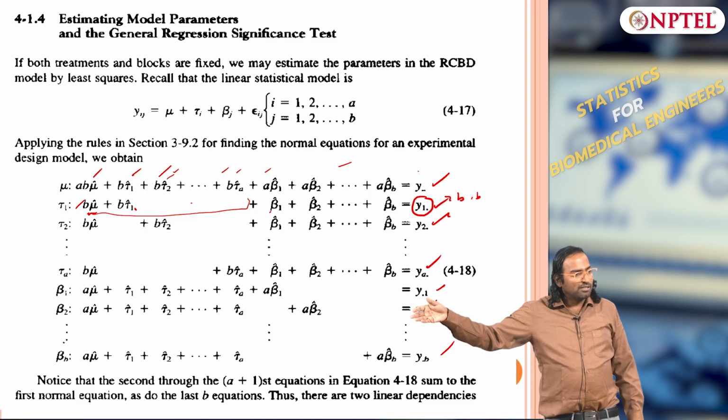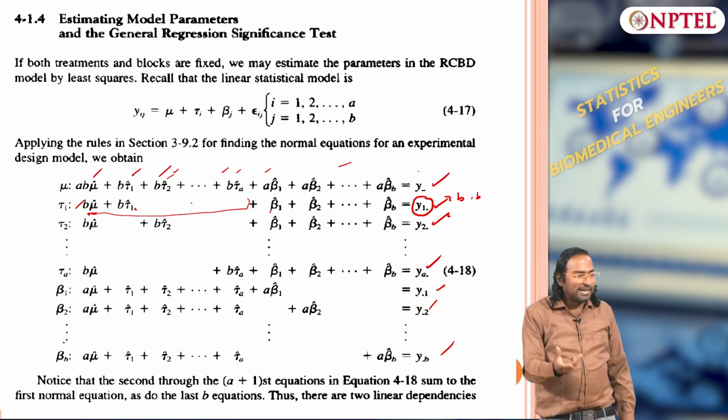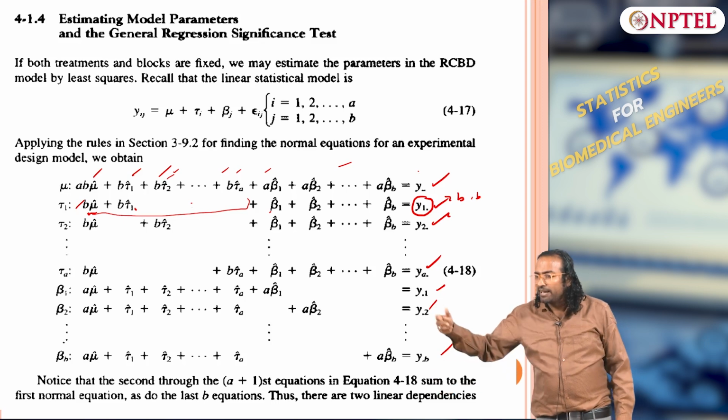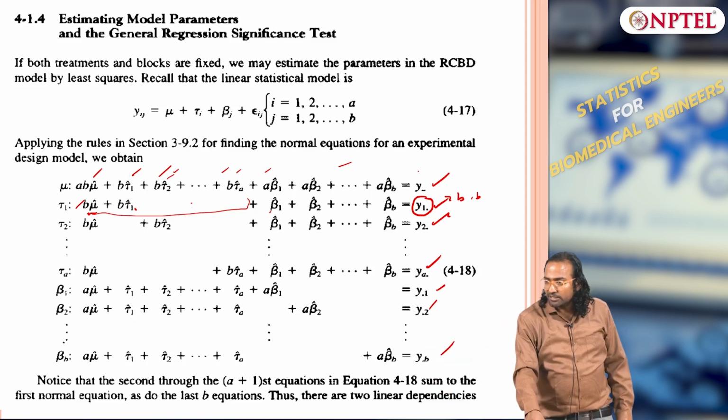And similarly tau 2 dot will appear B times, beta 1 dot will appear A times, beta 2 dot will appear A times. So that is why the first equation.